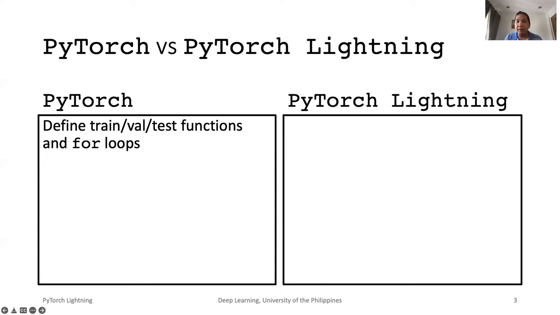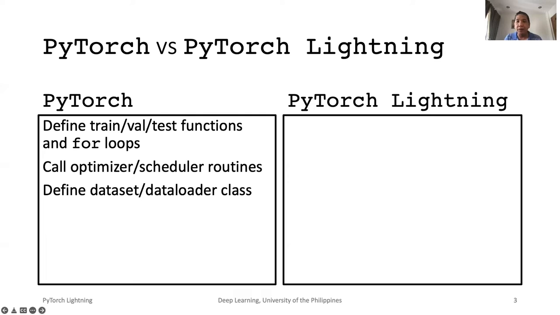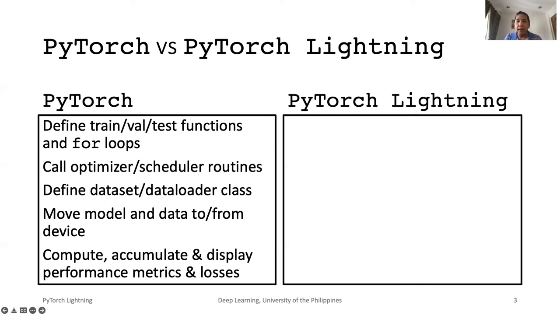In PyTorch, we define train, val, test functions and for loops. We also need to write code blocks for the optimizer and scheduler, all in proper places and sequence. In PyTorch, we also need to define our dataset and data loader class, so we can efficiently handle data during training and evaluation. We must also be aware of which device the data and model should be loaded on. In PyTorch, we have to manually compute, accumulate, and display performance metrics and losses. Meanwhile, in PL, all of these are gone. PL saves us a lot of time and headache.